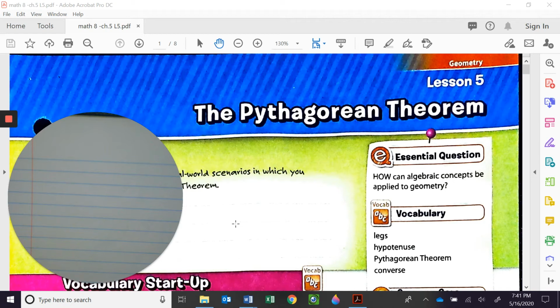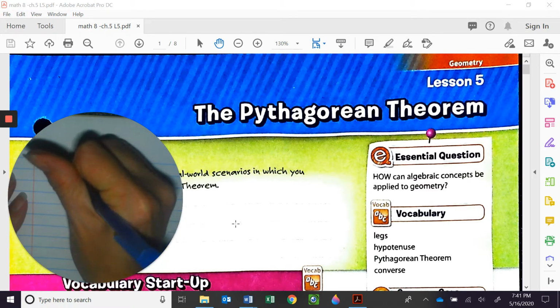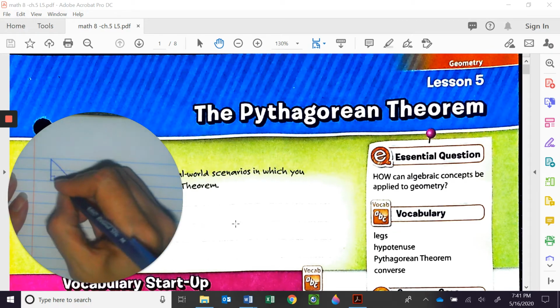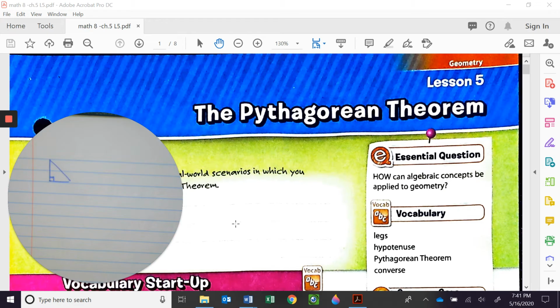All right, so lesson 5 is about the Pythagorean theorem. The Pythagorean theorem is still looking at our triangles, but we're looking at triangles that have a 90-degree angle, and we're looking for the sides of these triangles. We want to know how long the sides are.